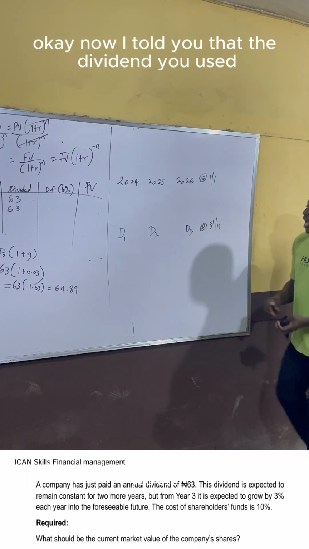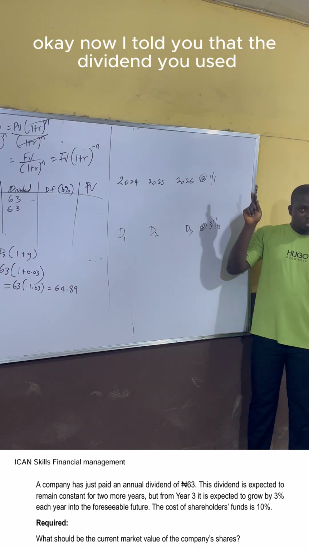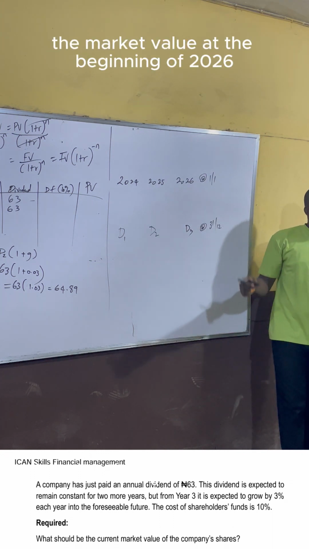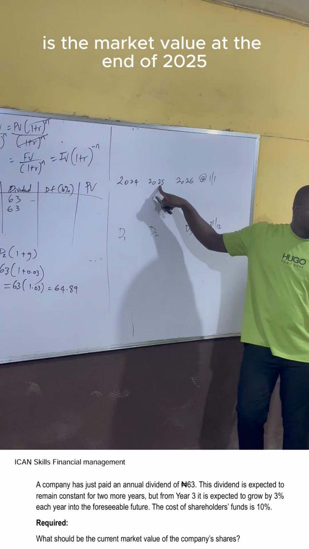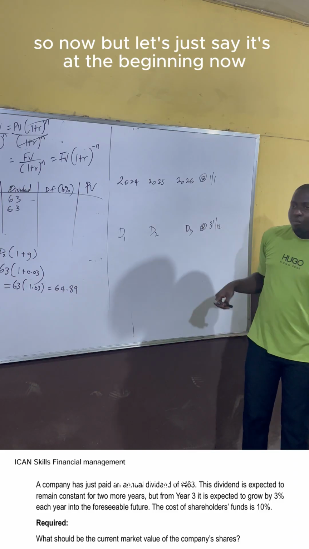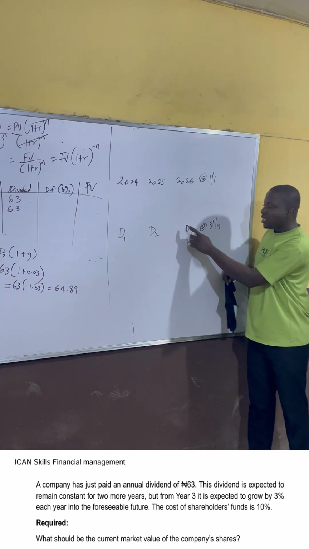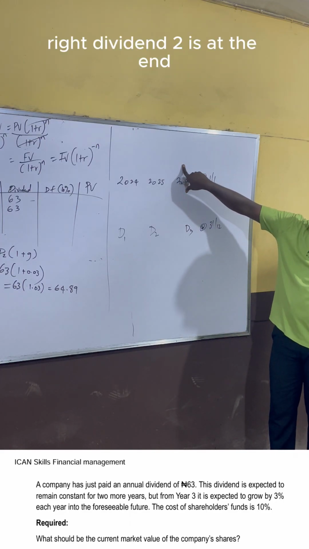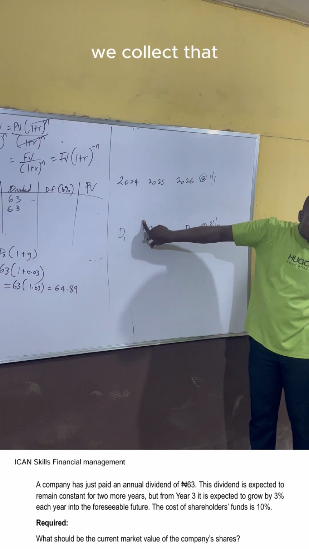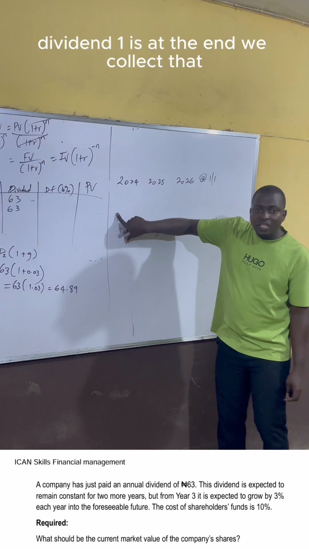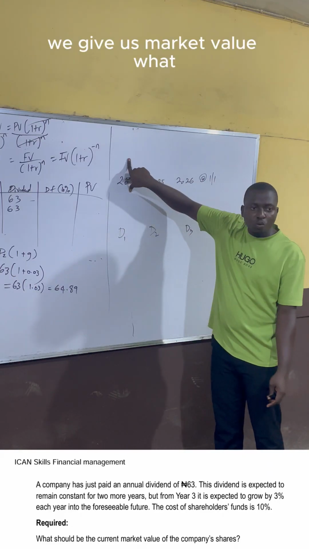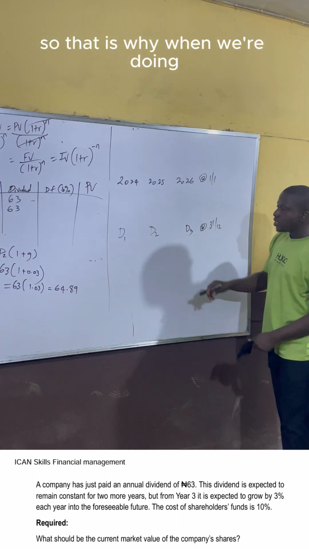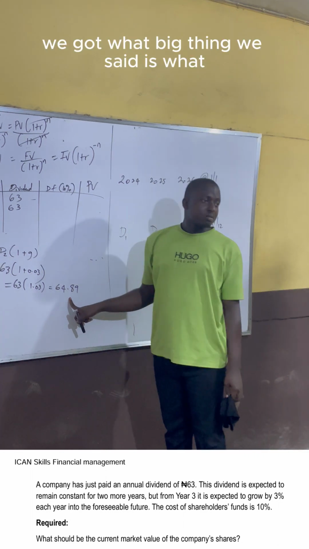Okay, now, I told you that the dividend you use, you want to get market value at the beginning of 2026, and you know that the market value at the beginning of 2026 is the market value at the end of 2025. But let's just say it's at the beginning. Dividend 3 will give us market value at the beginning, right? Dividend 2 is at the end, but let's say will give us market value at the beginning. Dividend 1 is at the end of the year that will give us market value what? At the beginning. So that is why when we are doing this question, we got what? D3. We said it's what?